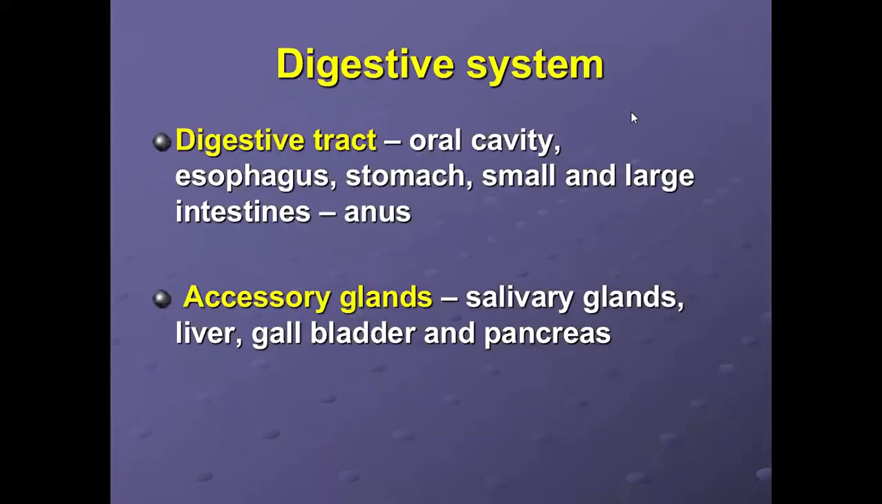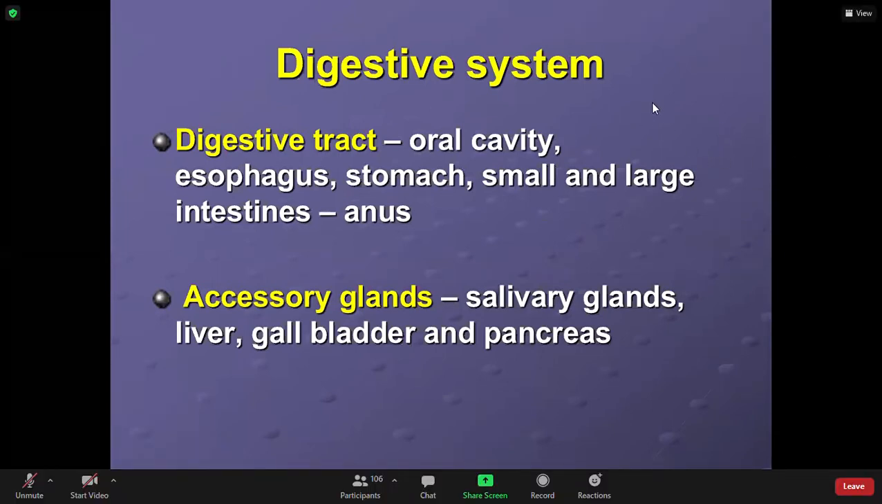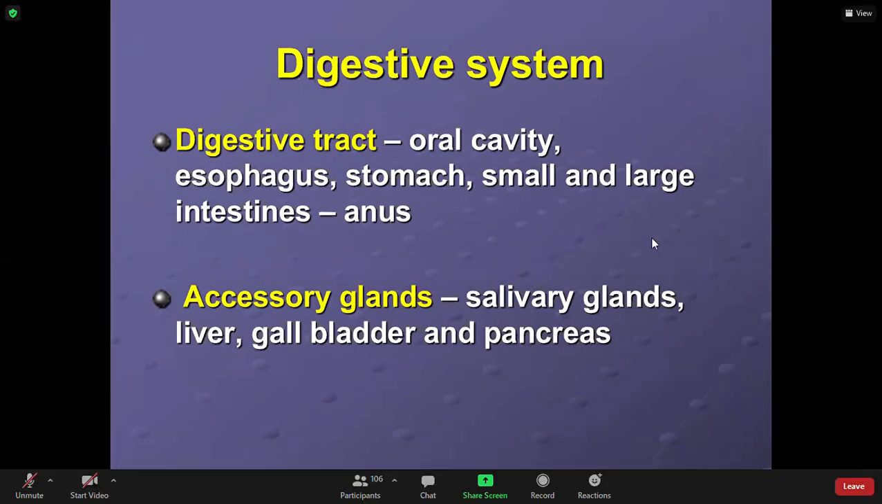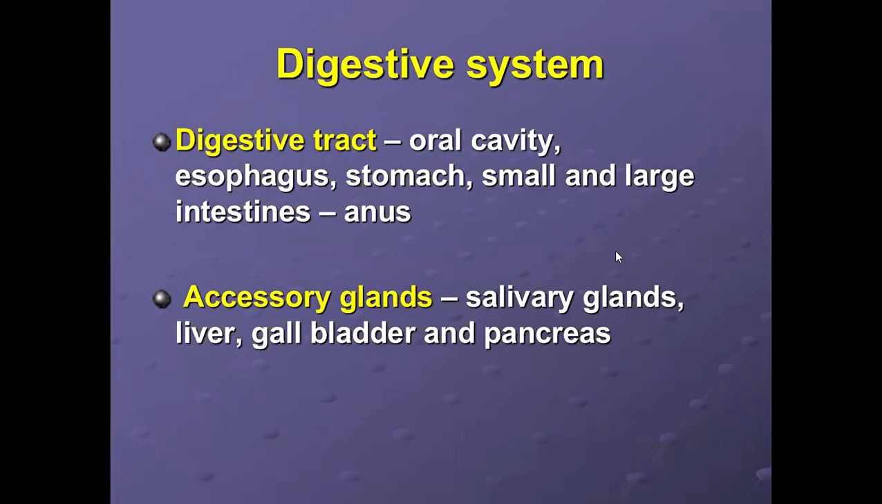Okay, again, the digestive system has two parts. We have the digestive tract, consisting of the oral cavity, esophagus, stomach, small and large intestine, and anus. These are the parts that have lumens, the hollow ones. Then the accessory glands: salivary glands, liver, gallbladder, and pancreas. These are the parts that release secretions. Okay? So, this is digestive, not reproductive.